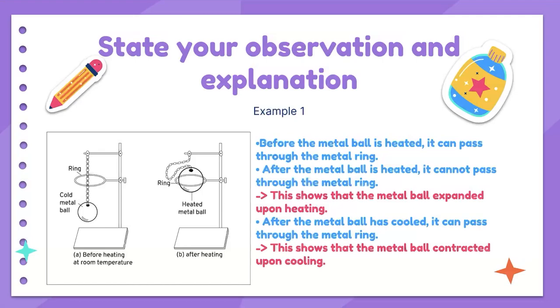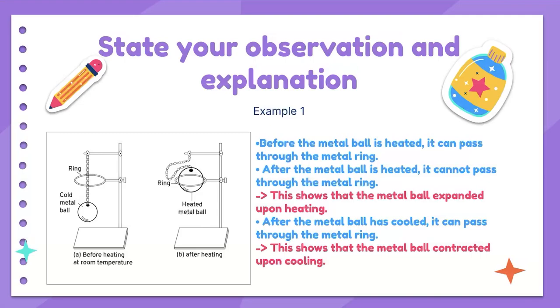Before the metal ball is heated, it can pass through the metal ring. After the metal ball is heated, it cannot pass through the metal ring. This is because, here's an explanation for this. This shows that the metal ball expanded upon heating. So when it expands upon heating, it becomes larger in size and it's unable to pass through the metal ring.